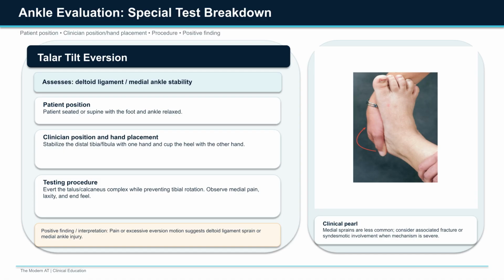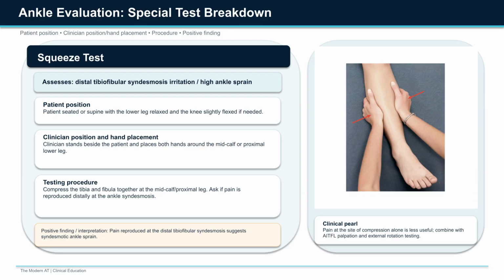or syndesmotic injury. For the squeeze test, position the athlete seated or supine with the lower leg relaxed. Place both hands around the mid-calf or proximal lower leg and compress the tibia and fibula together. The key finding is pain reproduced distally at the ankle syndesmosis, not just soreness where your hands are squeezing. A positive test supports syndesmotic irritation or high ankle sprain. Interpret it with AITFL tenderness, mechanism, external rotation testing, and the athlete's difficulty with push-off or weight bearing.